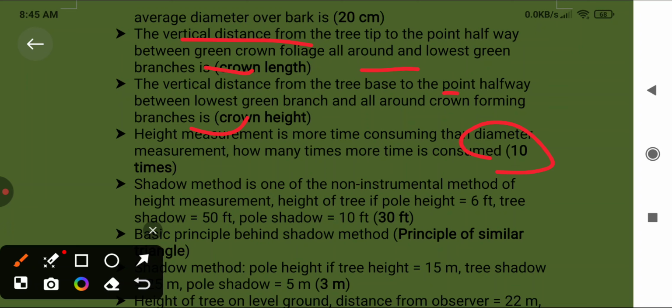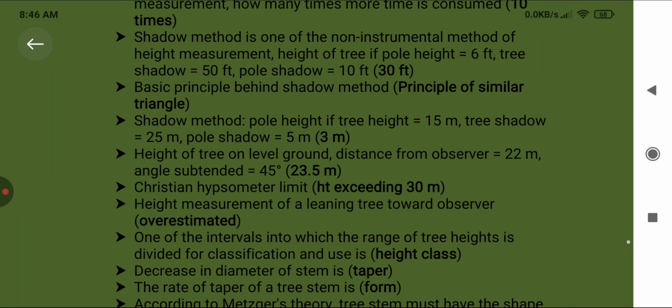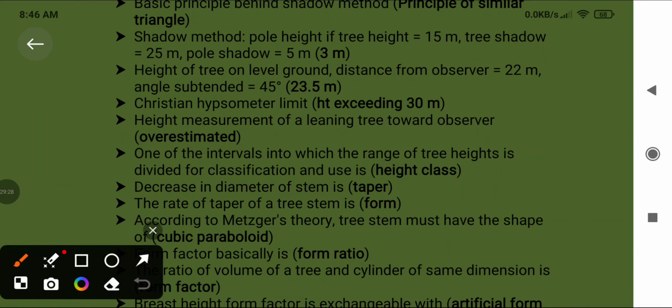Height measurement: if the pole is 6 feet, tree shadow is 50 feet, and pole shadow is 10 feet, the tree height is 30 feet. The basic principle behind the shadow method is the principle of similar triangles. Shadow method: if tree shadow is 25 meters and pole shadow is 5 meters, tree height is 15 meters. Height of a tree on level ground, distance from observer 22 meters, angle subtended 45 degrees: 23.5 meters.